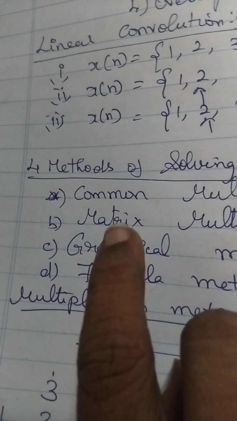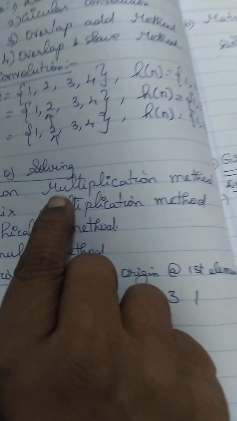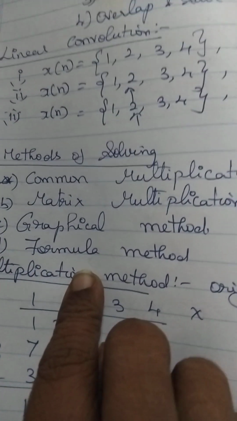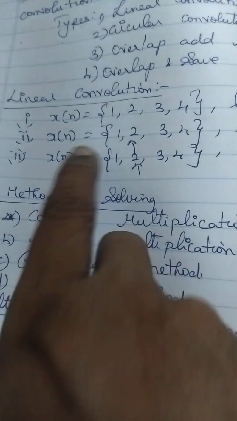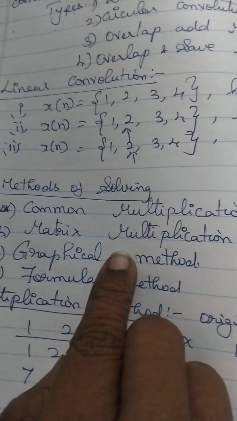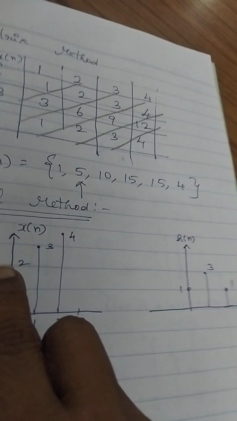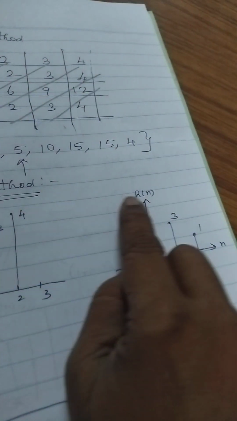That is, we have seen here the three methods of solving: convolution multiplication, matrix multiplication, graphical method, and formula method. Now for the same second problem, let us solve using the graphical method. In the graphical method, the first step is we have to draw x of n and h of n graphically.